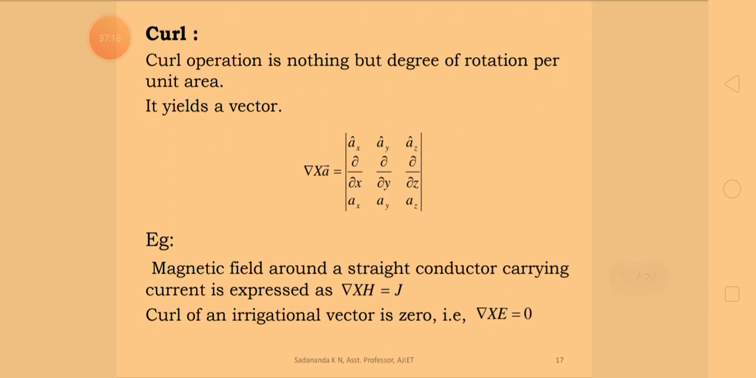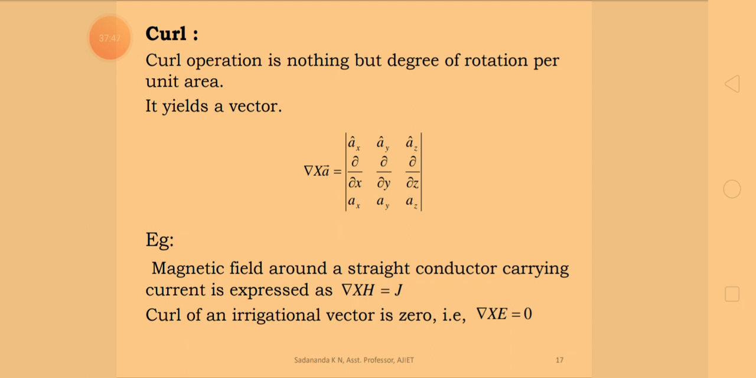Next concept is the curl operation. So curl is another important operation. It will give the information about the degree of rotation of a vector per unit area, or the turning effect of the vector per unit area. Which means it will give information about the curling of a vector or rotating of a vector at a particular point. So the curl operation on a vector function always yields a vector function.